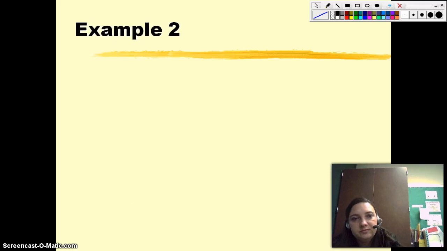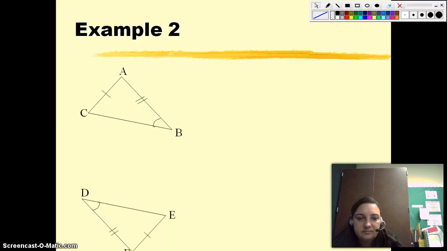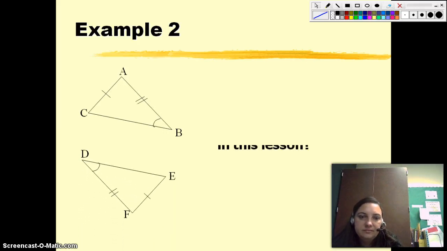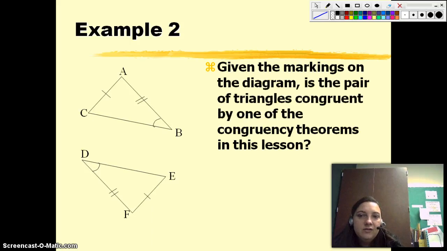Number 2. Given the markings on the diagram, is the pair of triangles congruent by one of the congruency theorems in this lesson? Well, let's see. I have a side and an angle. And here's the corresponding side, angle. I don't believe we had a side angle, so I cannot definitely tell if these are congruent or not. We did not have a side angle.